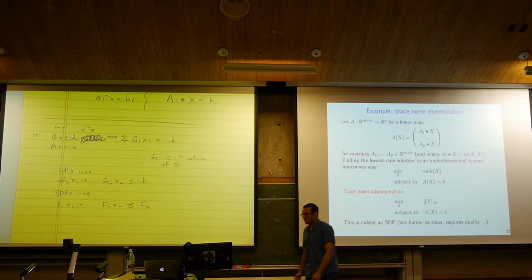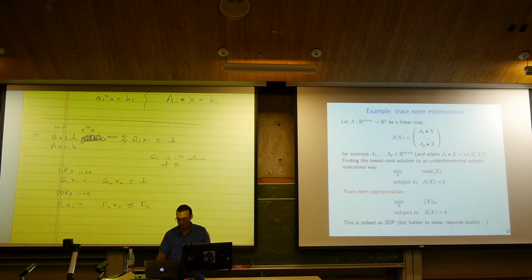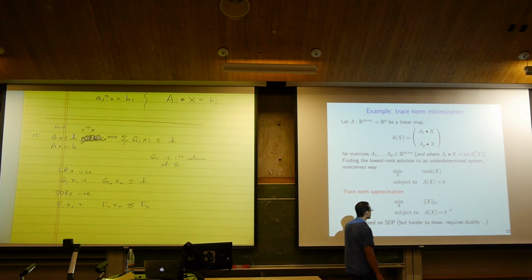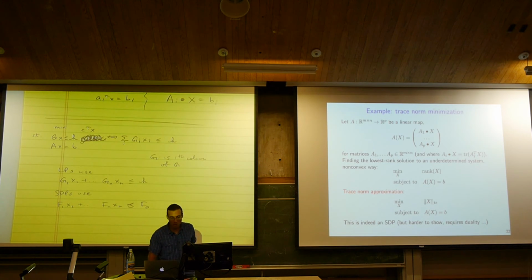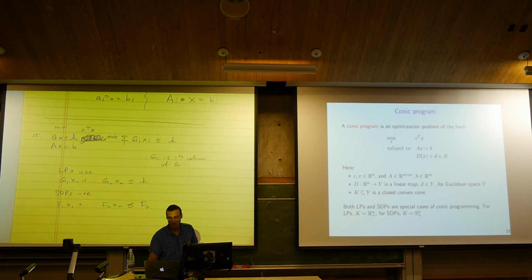And it turns out that, first of all, we know this is convex because the trace norm is a convex function. It's just a norm over the matrix. Remember, it's the sum of the singular values. It turns out this is actually an SDP. This is also something that's not easy to show and requires duality, so we'll come back to that later. But I just wanted to give you a flavor of different problems that are SDPs. And to finish this off, we have about 5 minutes.